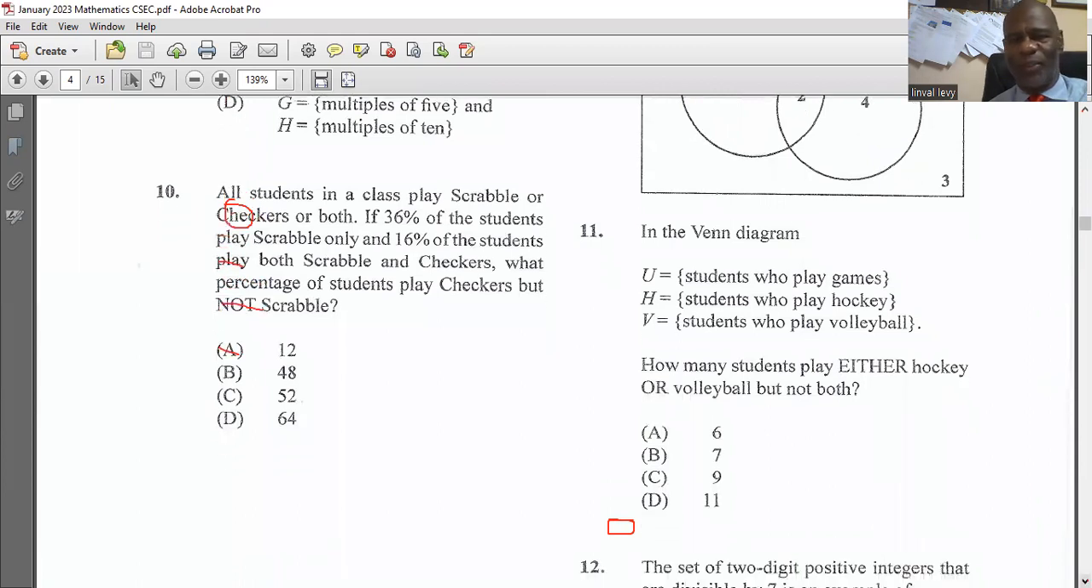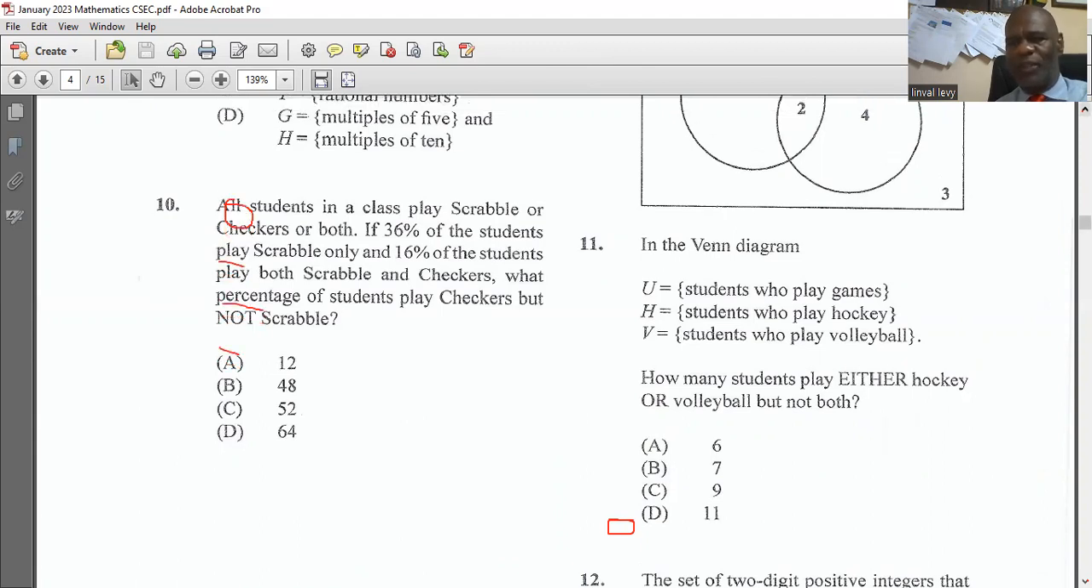So this is the question now. U is the universal set, or the set represents students who play games. H represents students who play hockey. V represents students who play volleyball. And the question is, how many students play either hockey or volleyball, but not both? Right? So they either play hockey or volleyball, but not both sports.